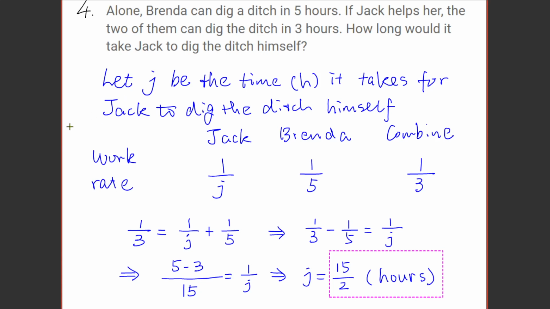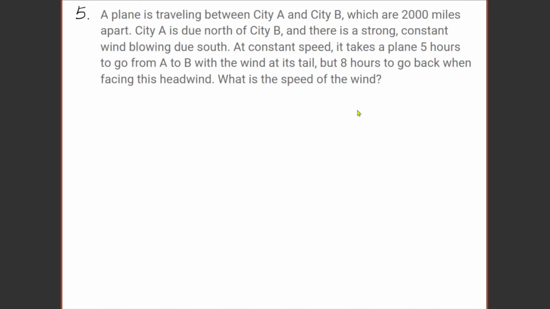Alright, if no questions, let's have a look at the next one. Question number 5. Planes traveling between city A and B, which are 2,000 miles apart. City A is due north of city B, so suppose this is city B and this is city A. And there is a strong constant wind blowing due south. So this is the direction of the wind.